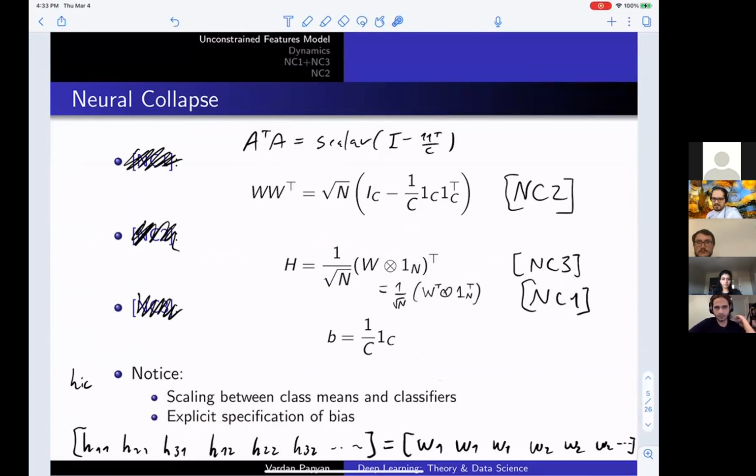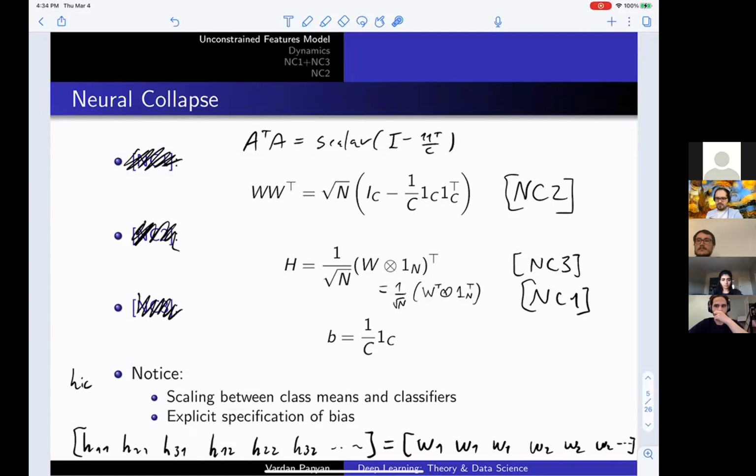Do they normalize H somehow by dividing by square root of n? No. So at this point, you can think of this as almost like a definition of neural collapse, right? In terms of their notation.